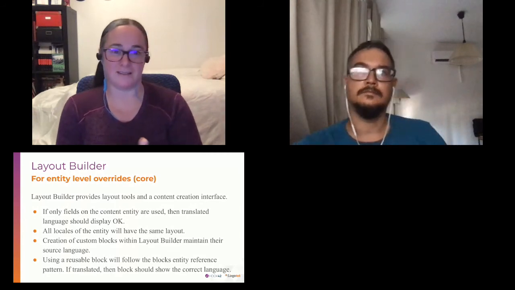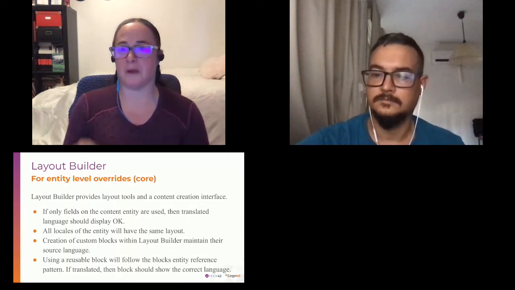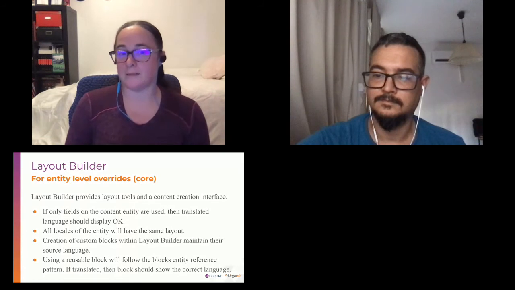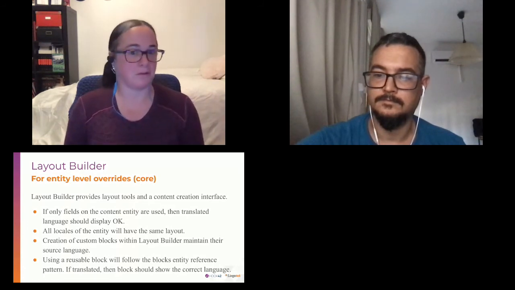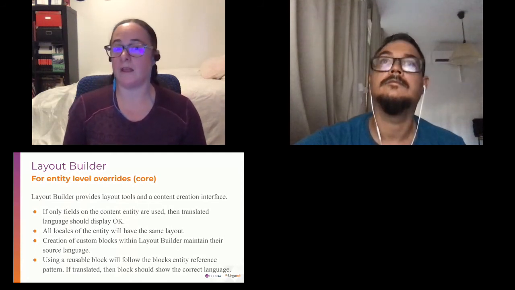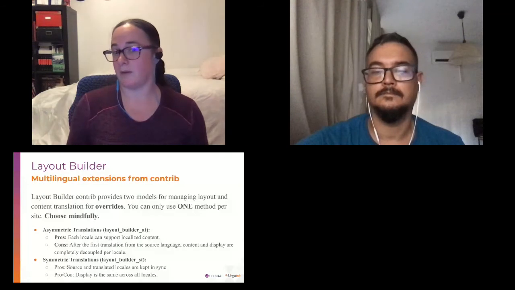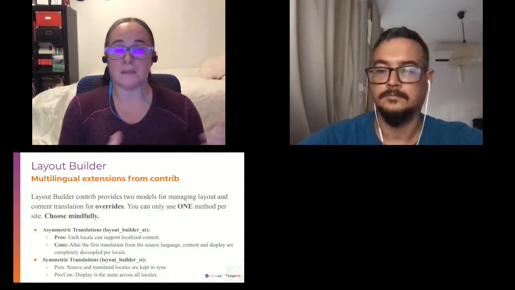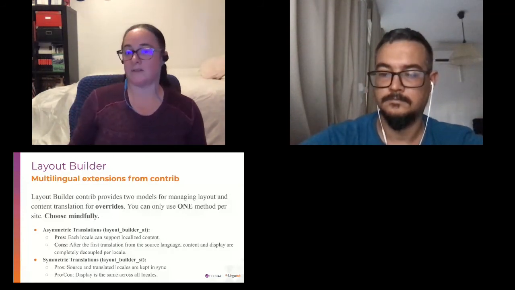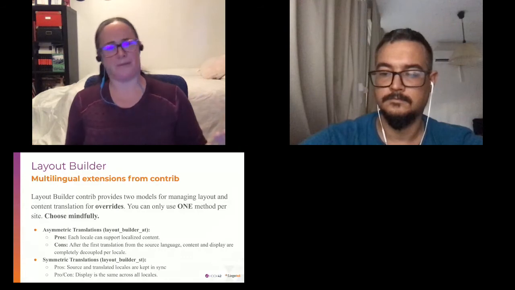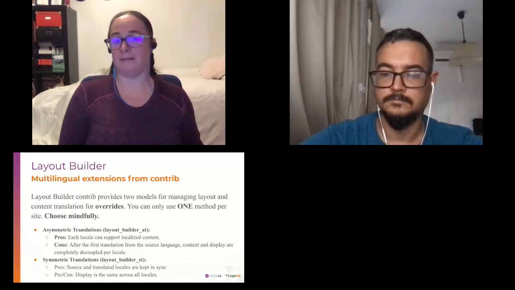You can choose asymmetric translations or symmetric translations, but you can only choose one method for the whole site, and you should choose mindfully. So for Asymmetric Translations, the pro is that each locale can support localized content. It's really flexible. The con is that after the first translation from a source language, the content and display are completely decoupled per locale. That means any updates in English or the source language will not trickle out to the other translations. For Symmetric Translations, the pro is that the source and translated locales are kept in sync. Pro and con, the display is the same across locales. And that's a pro and con because it might be great for what you need, or it might be a limiting factor.